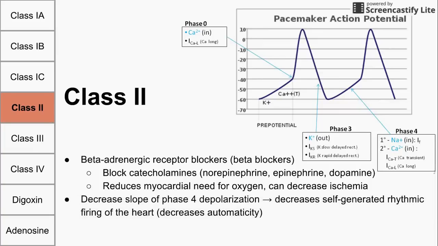They also decrease the slope of the phase 4 depolarization, which can decrease the automaticity of the heart and potentially solve some arrhythmias. One last effect of the class 2 antiarrhythmic drugs is that they prolong repolarization in the AV node, which could block some reentry pathways going around the AV node and potentially fix the AVNRT arrhythmia.